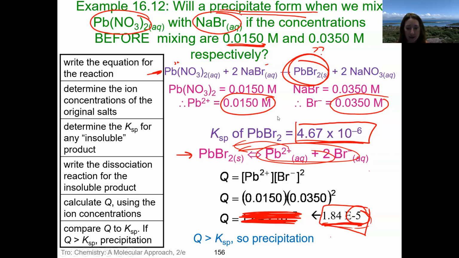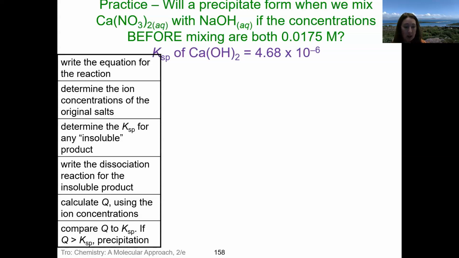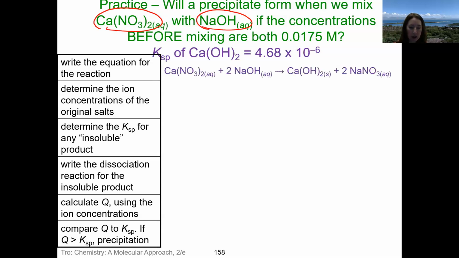I tried to color code these for you so you can follow them a little easier. Okay, so now, will a precipitate form when we mix this with this? What are we going to do? First, double displacement reaction. Figure out what's solid. Here's our solid. Then we turn it into a net ionic equation. Spectator, spectator, spectator. We don't care about our spectators. So we care about Ca and OH minus.